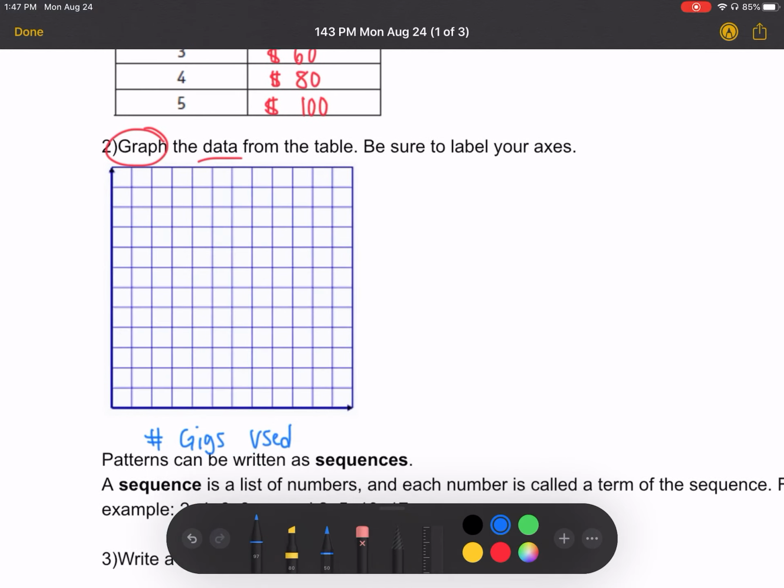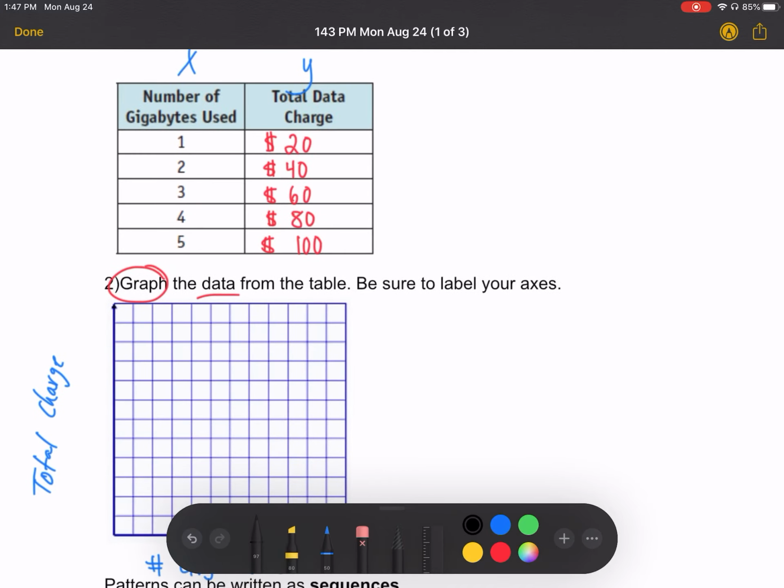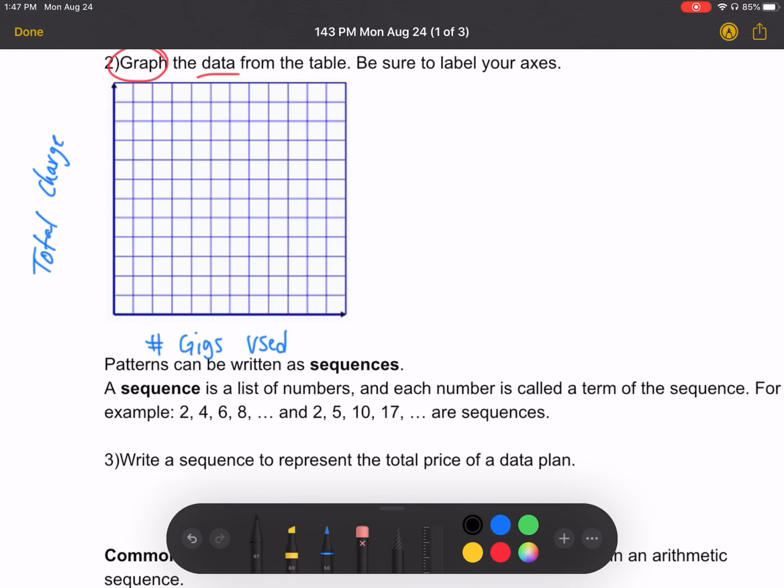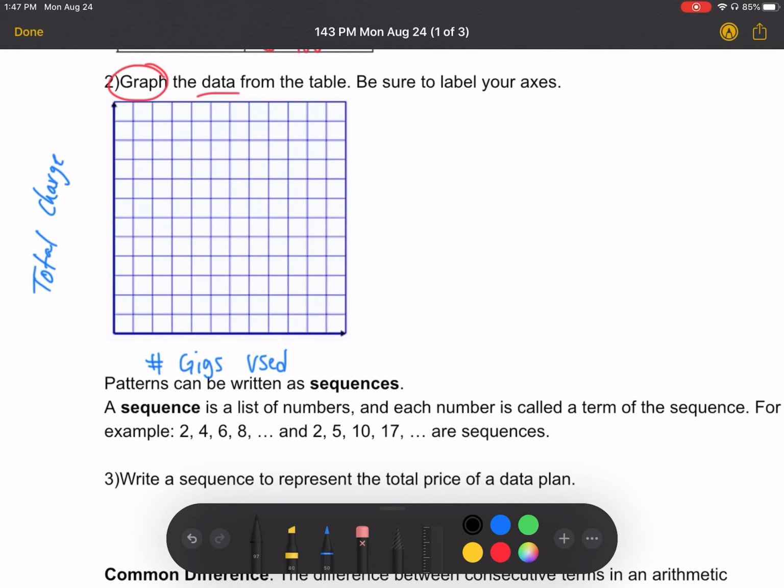And then we're going to have the total charge. Then we want to go through our graph here. First of all, we need to label how we're going to count by before we can graph. If we're looking at our x values, those are just going by ones, and we really only need to go to about 5. So we could say 1, 2, 3, 4, 5. If we wanted more space, we could have skipped a box when we did it.